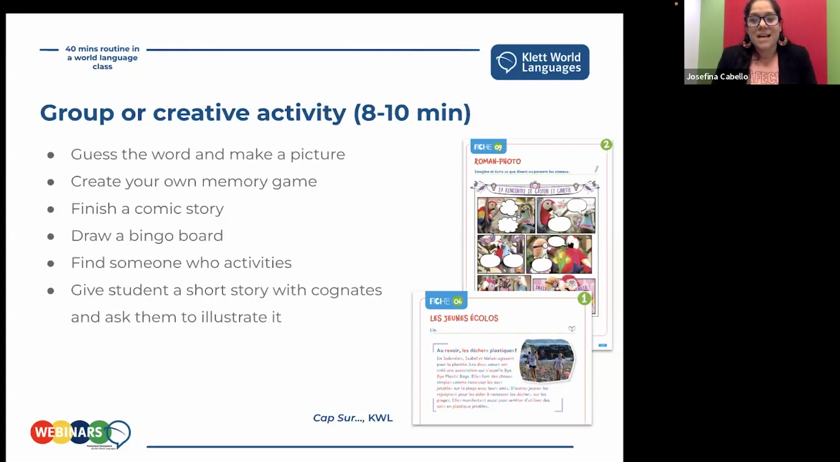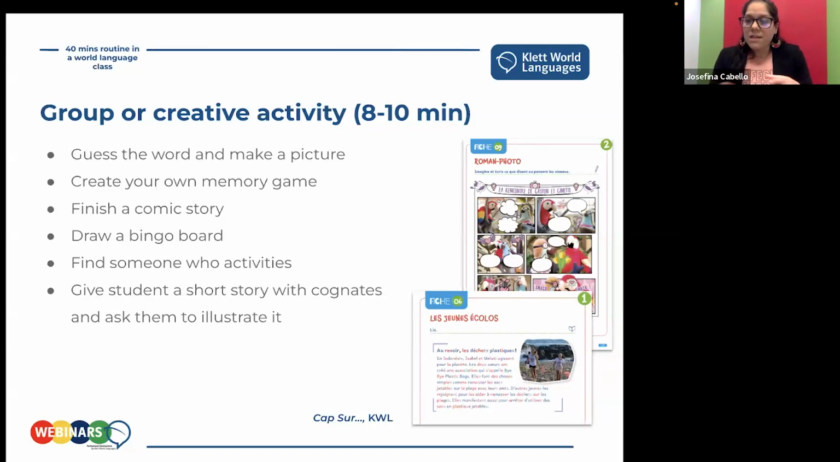Another thing you can do is create your own memory game. Your students can create cards of the vocabulary words, and they can play memory. This is going to be a very interesting activity because it's something they created together, so it's going to be very meaningful to them. You can also finish a comic story. Here we have some examples for French teachers, where you can just give them the pictures and they can start creating the comic story. You can draw a bingo board for all the vocabulary words that you have. Remember, if you have a bingo board, you can always ask students to label the pictures, or ask them to write a sentence for each picture.